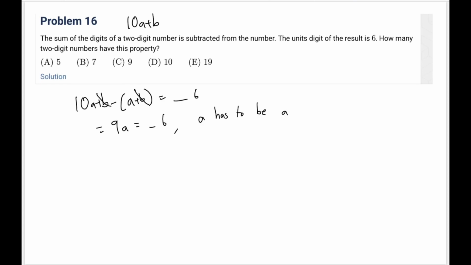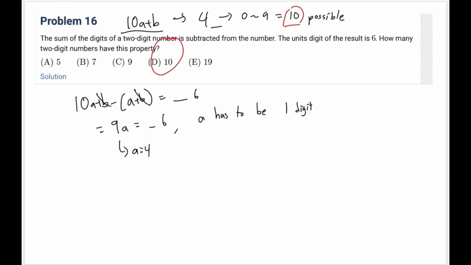And a has to be 1 digit, right? And so that can only mean that a is 4, and there are no other possible values of a. So the number is 10a plus b, so this will be 40 something. This something can be from 0 to 9, so there are 10 possible values. So the numbers have this property only if the tens digit is 4. So there are 10 possible numbers. So the answer is D.